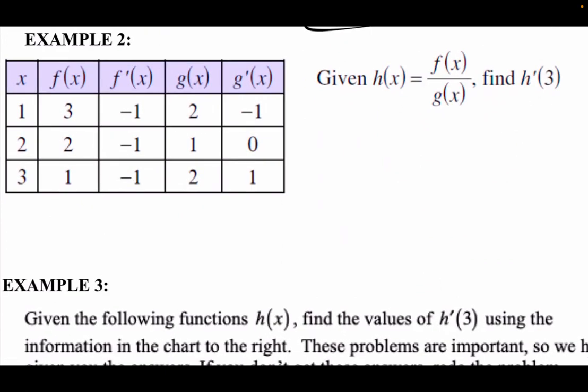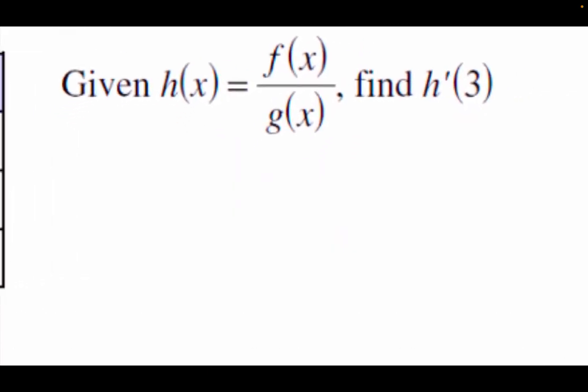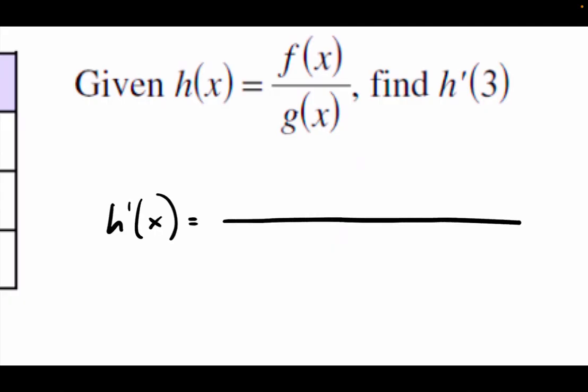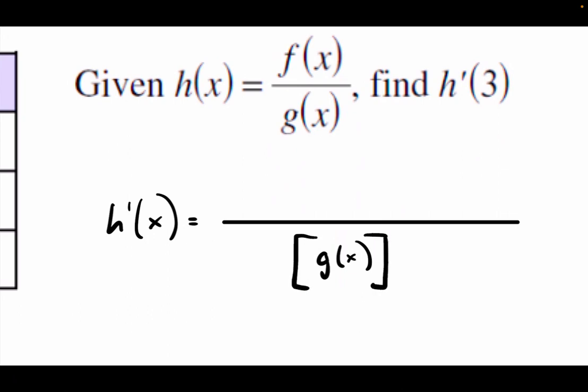Now they want h prime of 3. H prime of 3 means the derivative. Well, this is what h is: f of x divided by g of x. So I have to use the quotient rule, yep. The quotient rule says the bottom is going to be squared, so g of x to the second power.